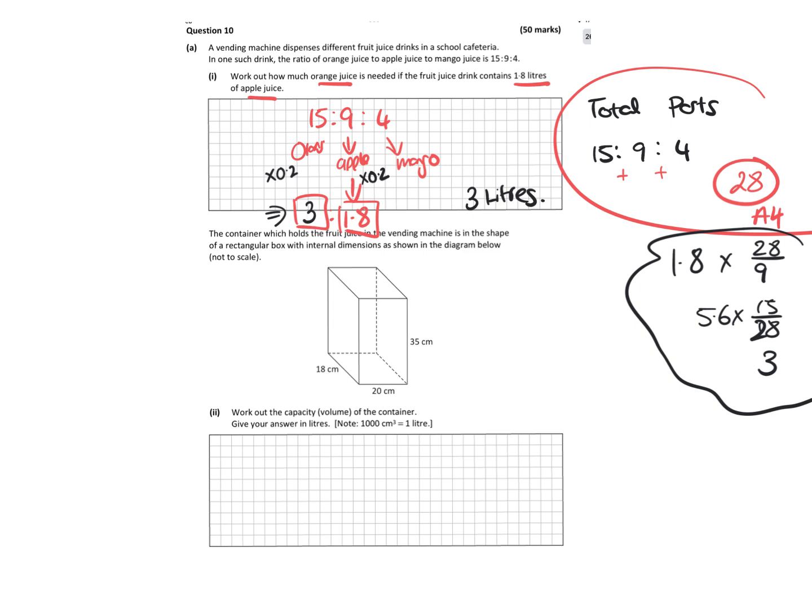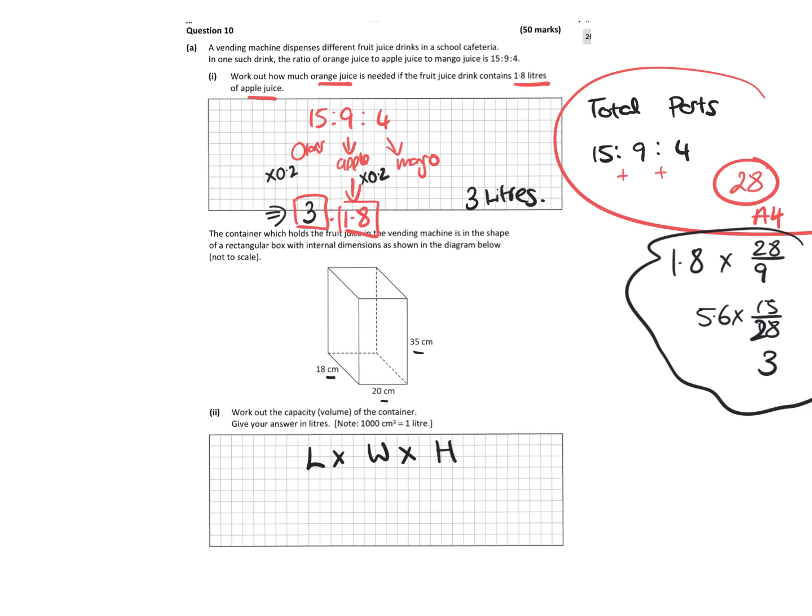The container which holds fruit juice in the vending machine is in the shape of a rectangular box with internal dimensions as shown in the diagram below. Work out the capacity of the container. This is a cuboid, all right? Our formula for cuboid is not written anywhere in my log tables. It is expected that you know it. It is length by width by height. Okay, they're all in the same units, making this one nice and handy for us.